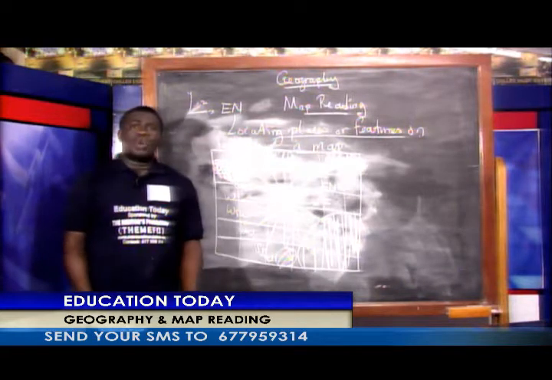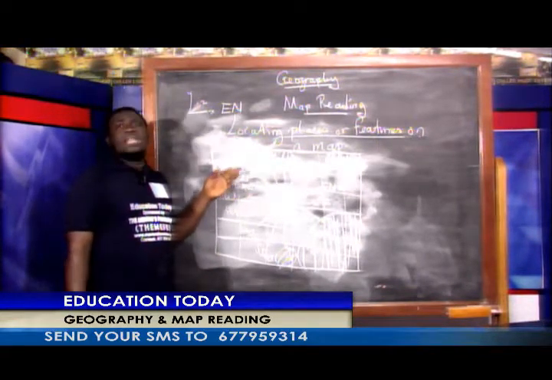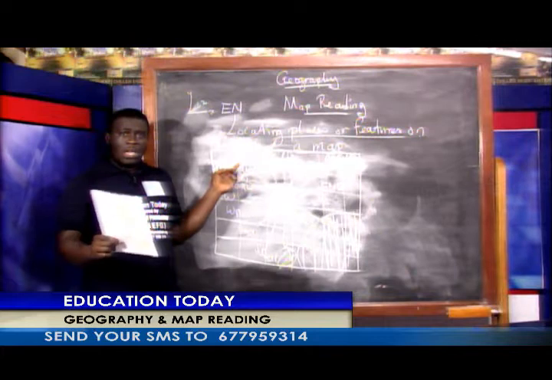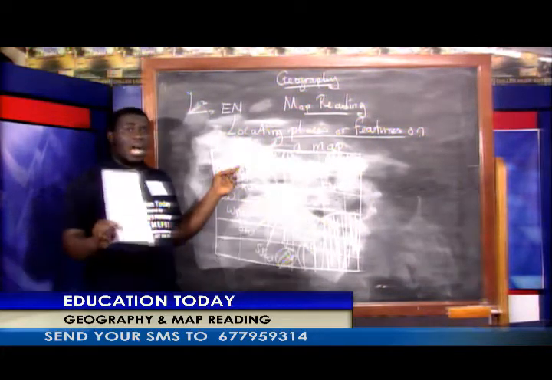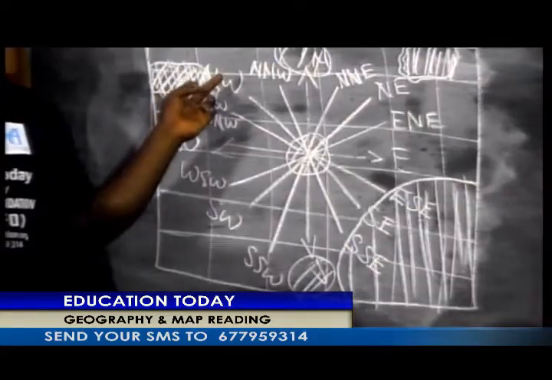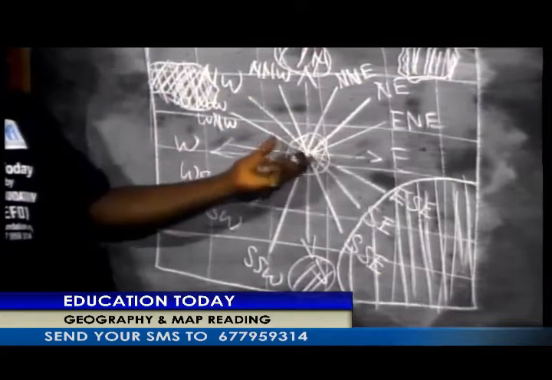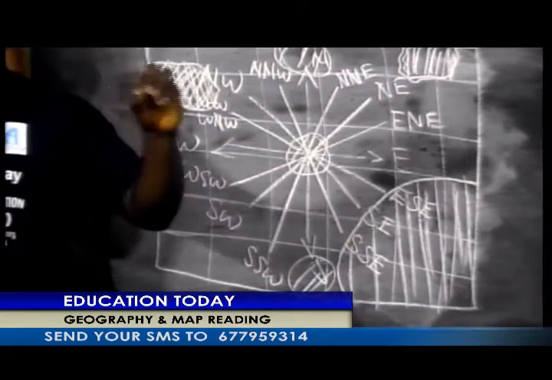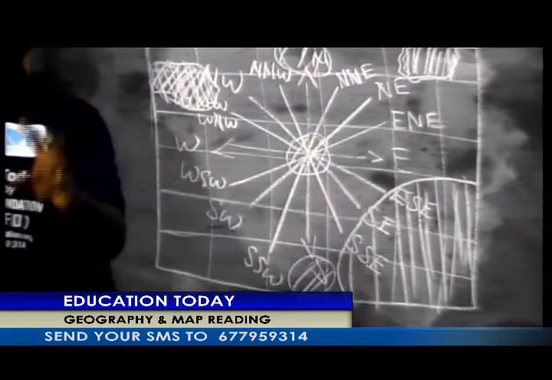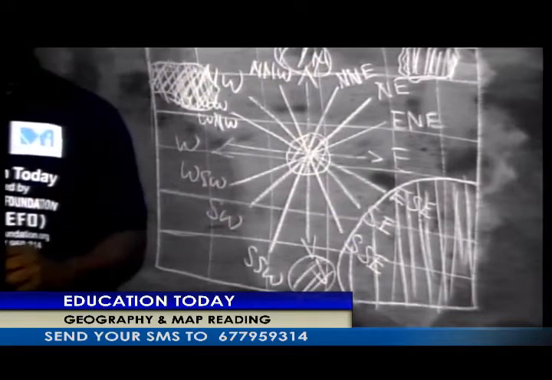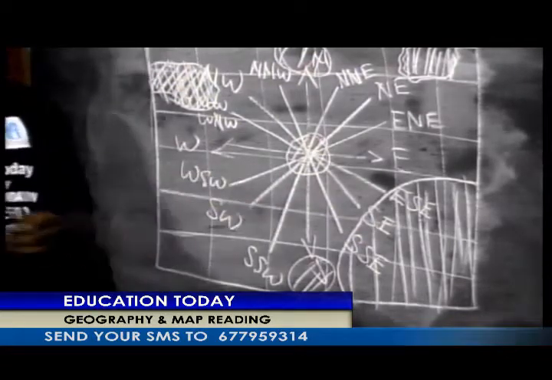When we come to commentary, we will throw more light on this in subsequent editions of the program, where we'll be looking at how to comment on particular features. We shall use the cardinal point to be able to give the particular areas or the sections of the map where the feature is found. So we are going to look at this in detail.